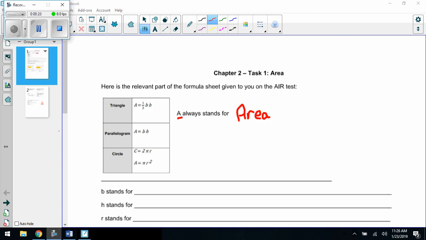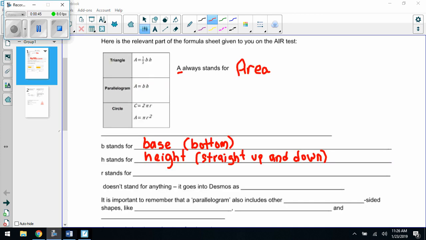The B stands for base. And if you notice, the base is always the bottom part of the shape. The H stands for height. And what's significant about the height is it is straight up and down. The R stands for radius. And that's used in a circle only.